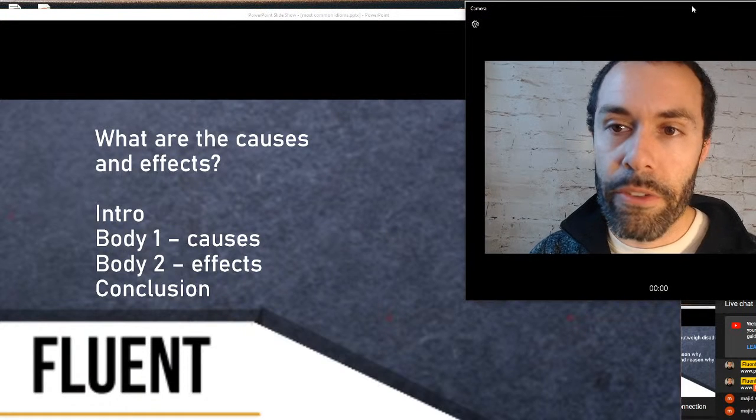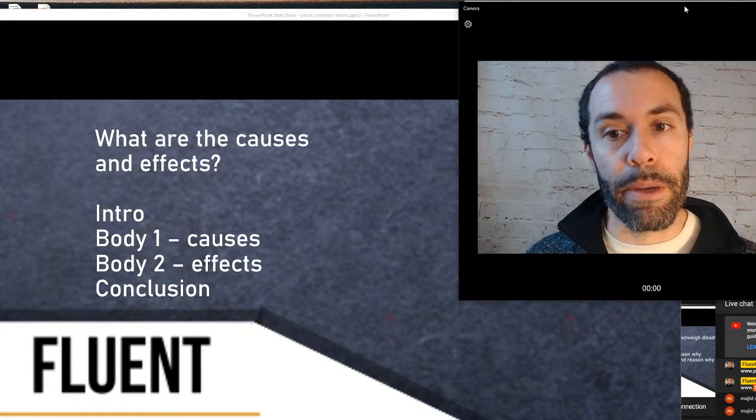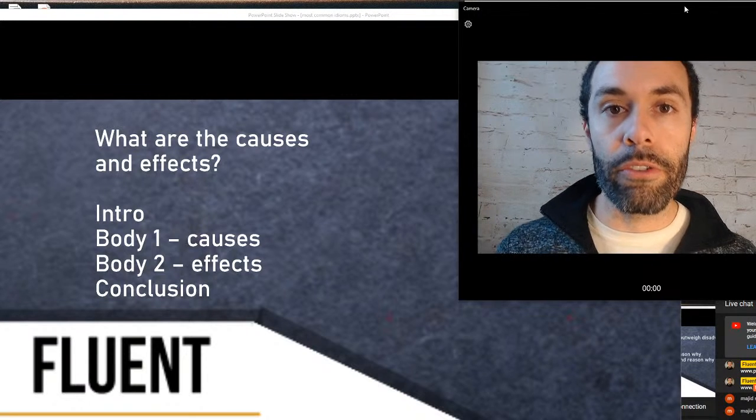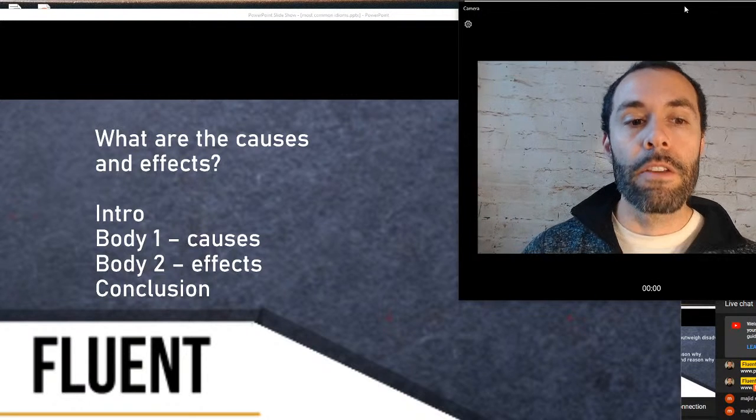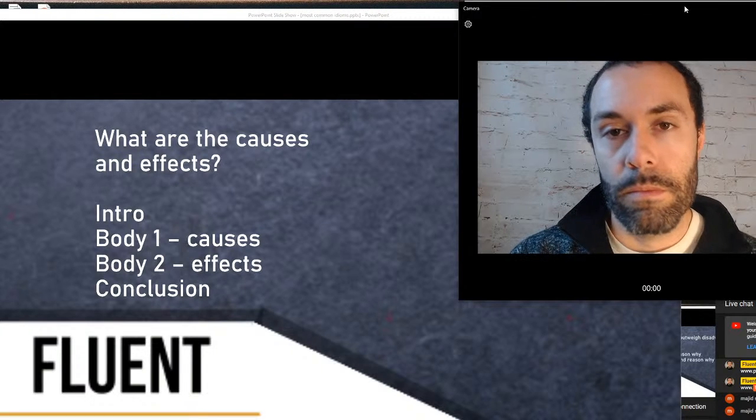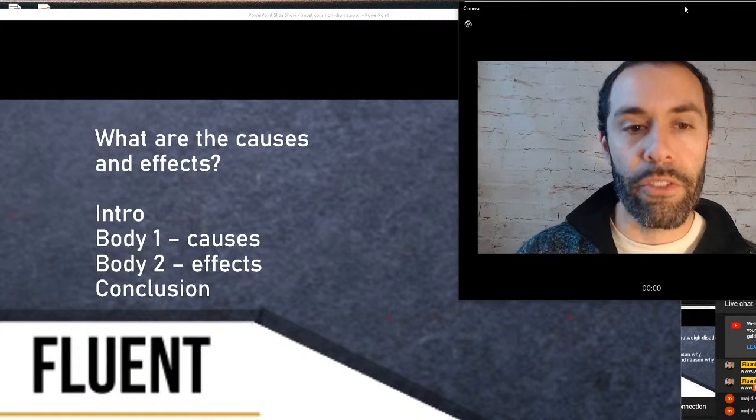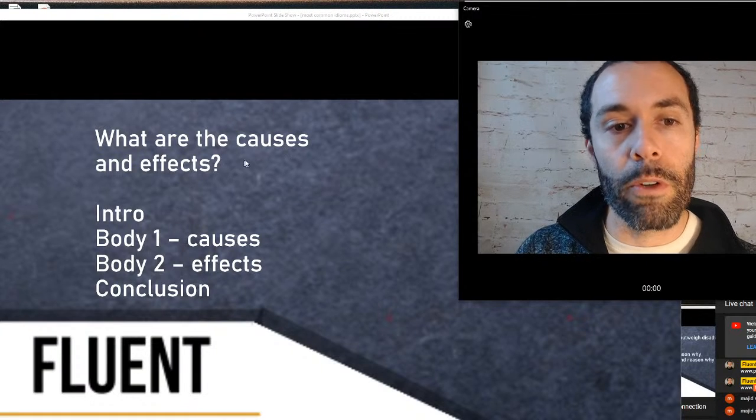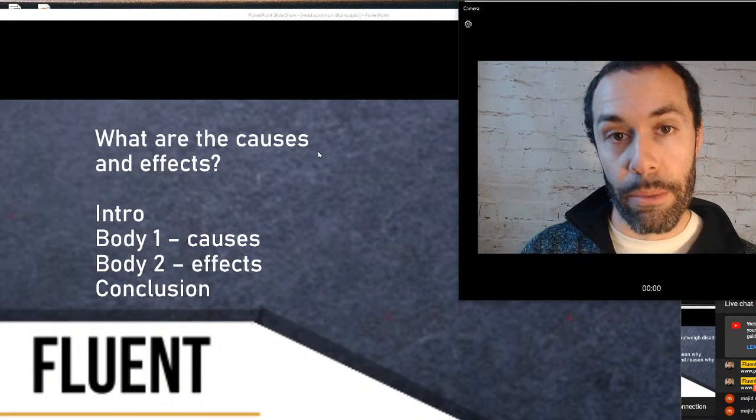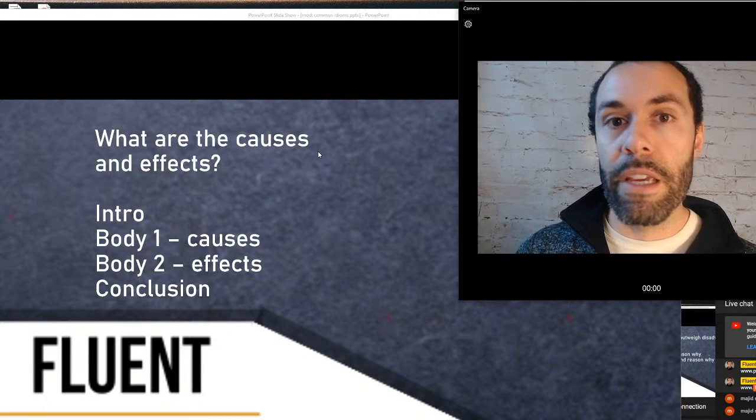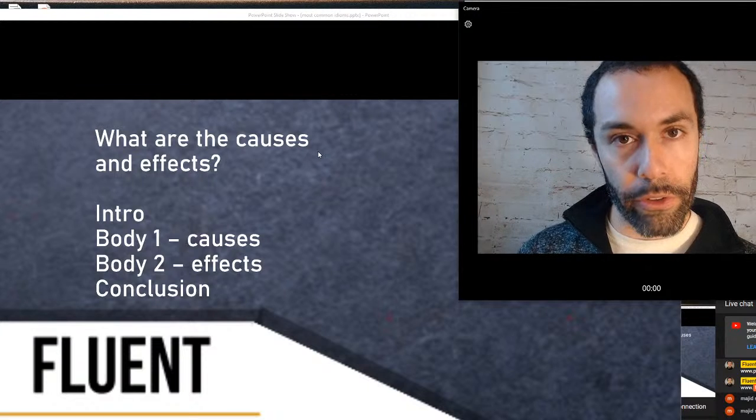Causes and effects. Again, this is not asking for an opinion. It is just asking for causes and effects. That's it. So body one, talk about causes. Notice again, we're paying attention to singulars and plurals. This says causes, so that means it's plural, so I need to give at least two causes.